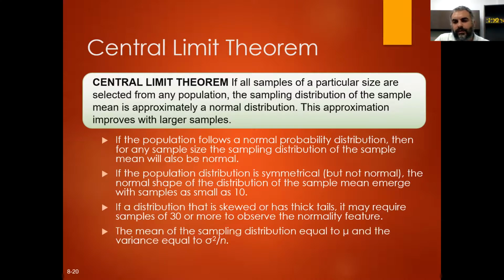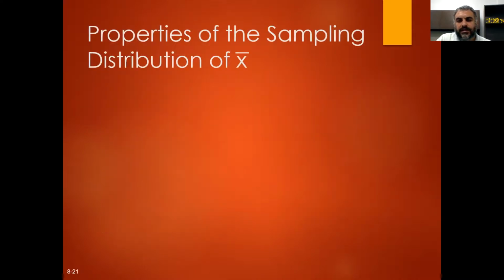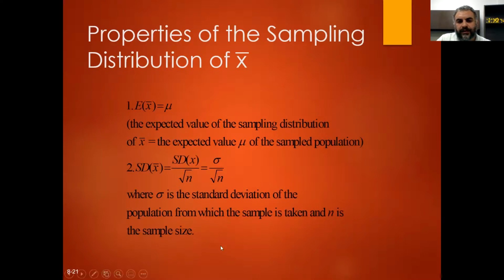So you should keep in mind that the average of the averages is the average of your samples. In this process, you are collecting different samples and then you average them. The variance of them will be sigma squared over n. So let's see the properties of the central limit theorem.